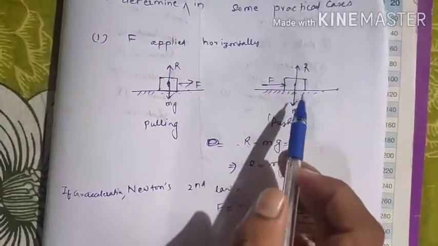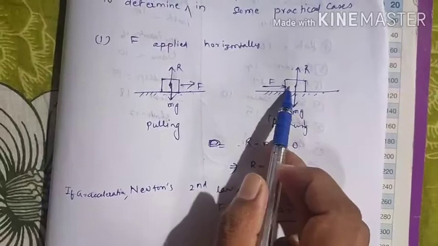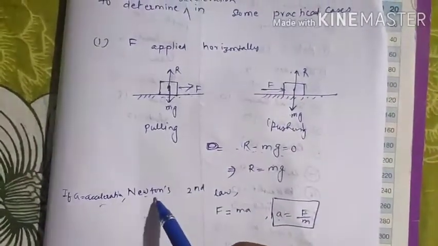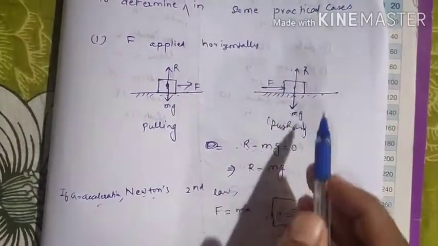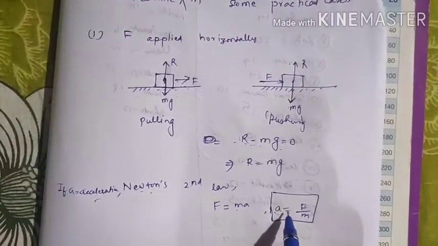The reaction force becomes equal to mg, and if this force F makes this body accelerate by acceleration a, then we can write using the second law F equals ma, where m is the mass of this block, and we can easily find the acceleration of this block, which is equal to F by m.